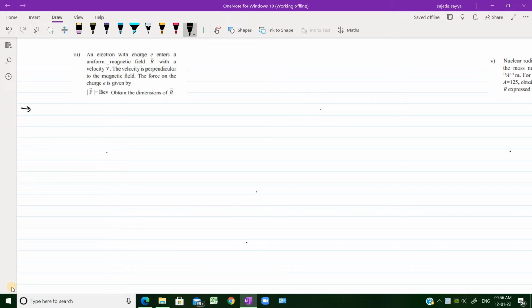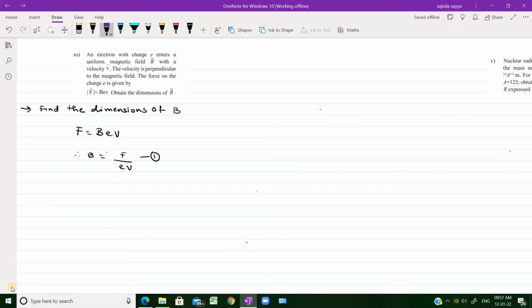We are asked to find the dimensions of B. Either it is B bar or B, that doesn't matter. That doesn't affect the dimensions. We have been given an equation. Modulus of F bar means F is equal to Bev. Therefore, this can be written as B is equal to F upon e into v. Let us number this equation as 1.